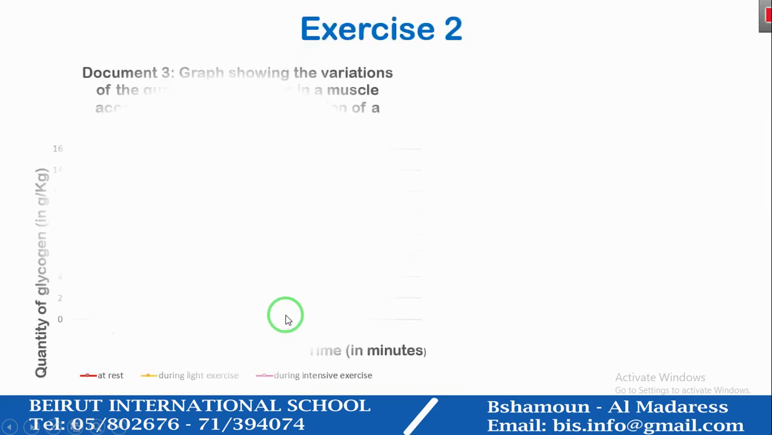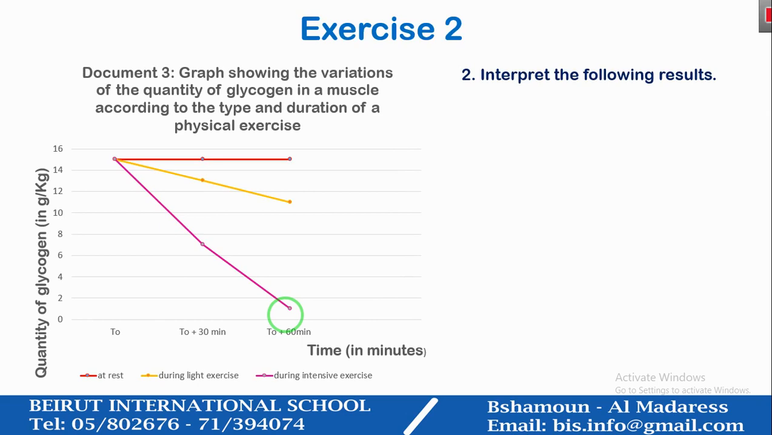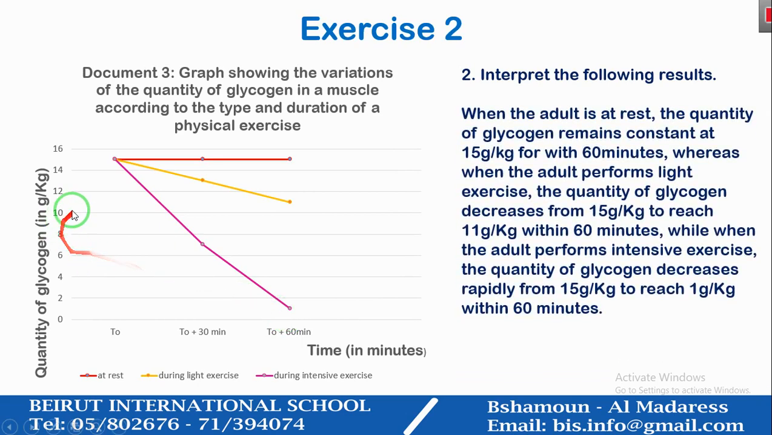Let's interpret the following results. So we're going to do every line graph alone. So when the adult is at rest, the quantity of glycogen remains constant at 15 grams per kilogram within 60 minutes. Whereas for the person performing light exercise, the quantity of glycogen decreases from 15 grams per kilogram to reach 11 grams per kilogram within 60 minutes.